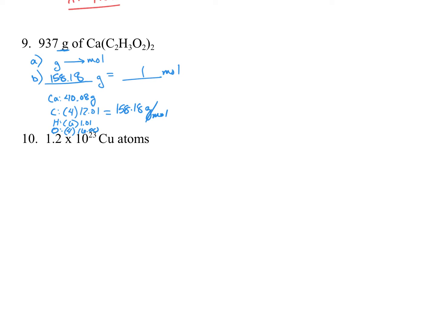So the third step of any dimensional analysis problem is to set up the units, set up the multiplication so that the units cancel. So the problem starts with 937 grams, put that over 1, and now you can use this conversion factor to cancel units. So the 158.18 grams should go on the bottom. The 1 mole goes on the top. And so you can demonstrate that grams cancel. 937 divided by 158.18 is, to 3 significant figures, 5.92 moles.